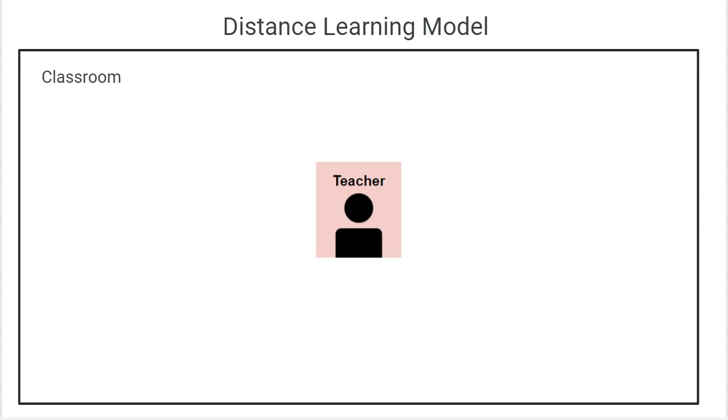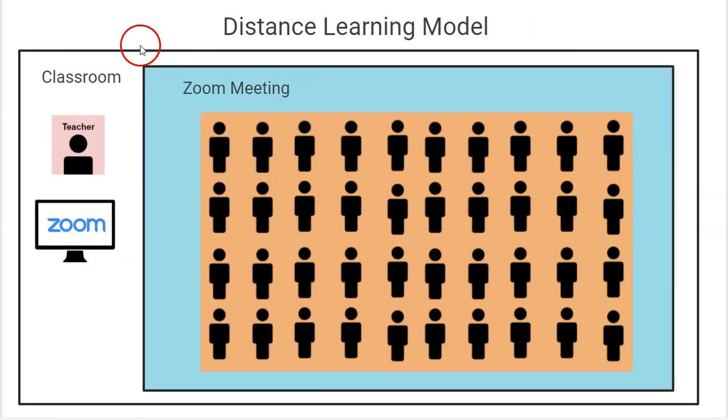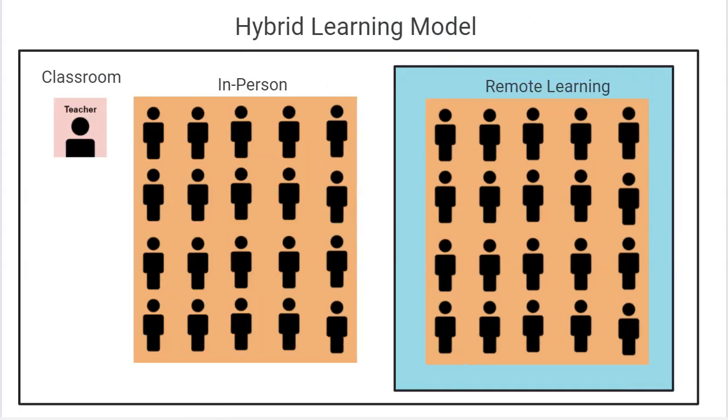In our distance learning model, the only person present in the classroom physically is the teacher. So when a class period starts, the teacher opens up a Zoom meeting on their computer and all students attend class in Zoom. This is going to be different when we switch to the hybrid learning model. The teacher, along with some students, are going to be present in the classroom, and there are going to be some students who are attending class remotely.